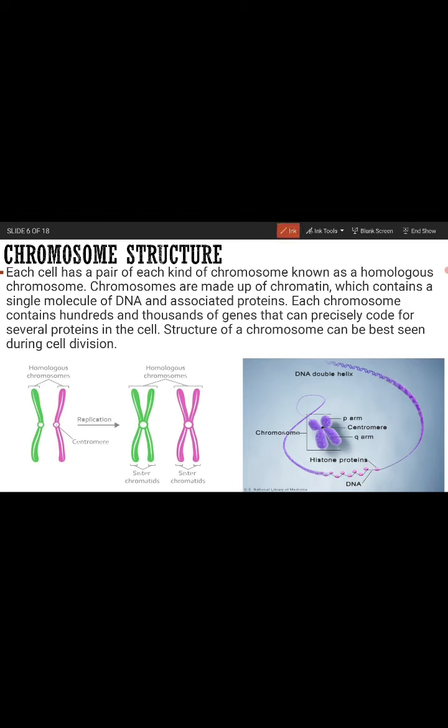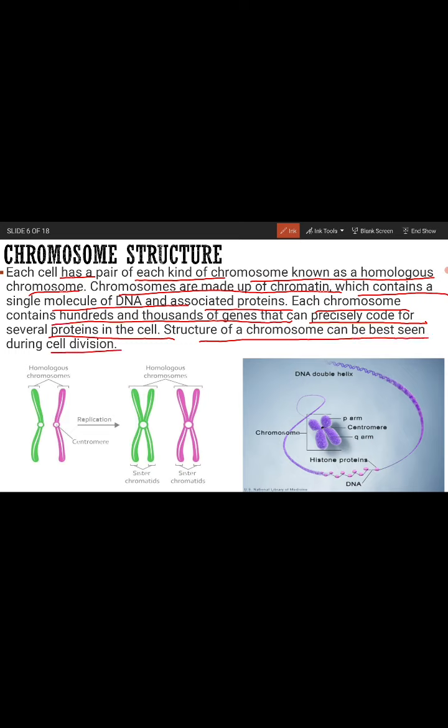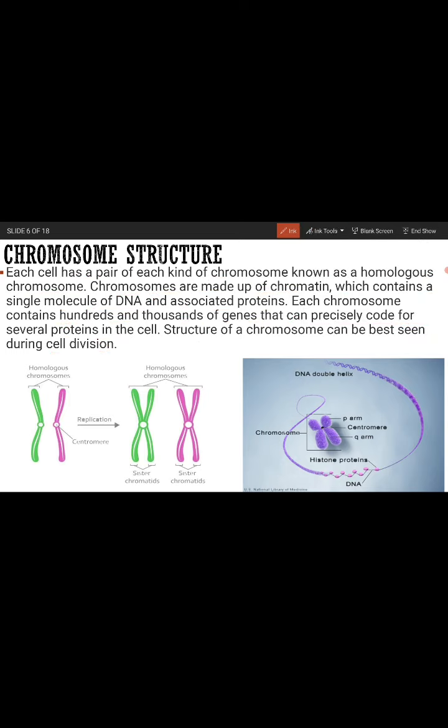Chromosome structure. Each cell has a pair of each kind of chromosome known as homologous chromosomes. Chromosomes are made up of chromatin, which contains a single molecule of DNA and associated proteins. Each chromosome contains hundreds and thousands of genes that can precisely code for several proteins in the cell. The structure of a chromosome can be best seen during cell division. So as you can see, each cell has a pair of homologous chromosomes.